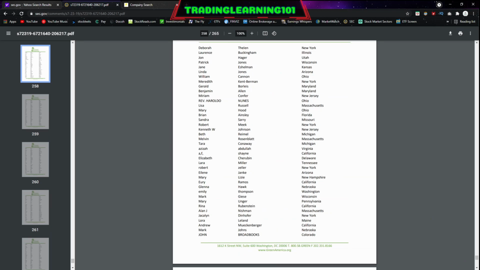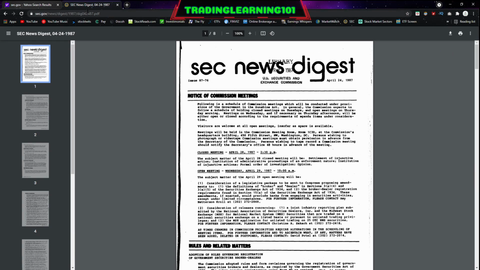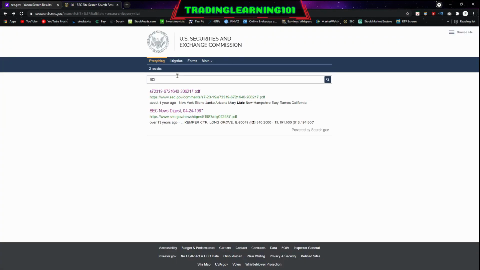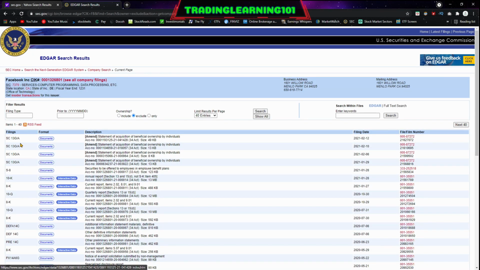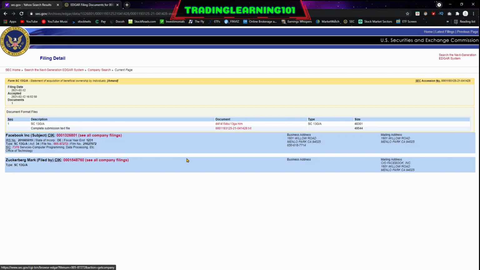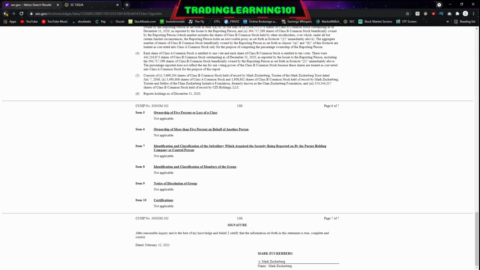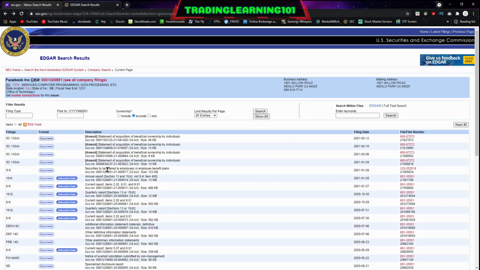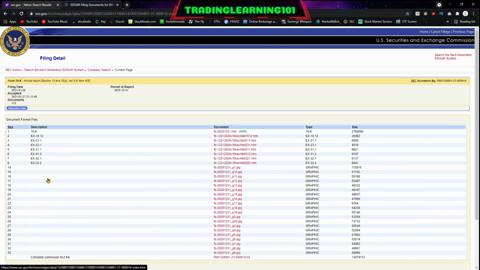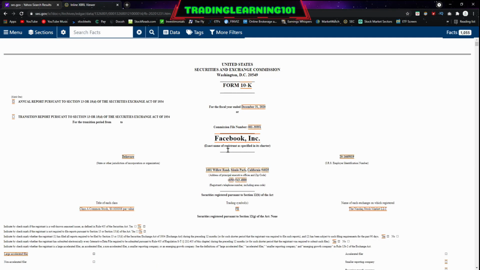This is just a list of names. But going through all of this stuff like this, for an example, they can be pages and pages and pages long. Here's Facebook. Let's look at their SC13G. Pull this up. This one's not that long, but they can get very, very long, guys. Like pages and pages and pages, because they don't want you. If they're trying to hide something, they're going to hide it in a big, big filing.